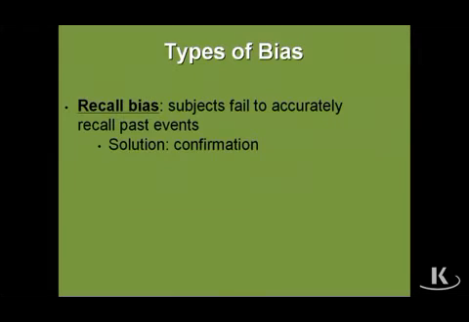Recall bias is next up, and recall bias is fairly straightforward. You're asking people to tell you about things that happened in the past, and, well, what they tell you is simply inaccurate. Now, this can be for a variety of reasons. Sometimes people lie, but that's not really what we're concerned about here. We're concerned about people that are saying what they think is the truth, but it's not.